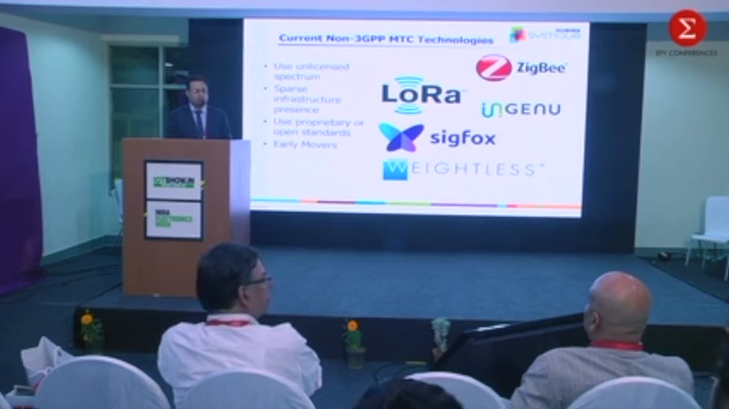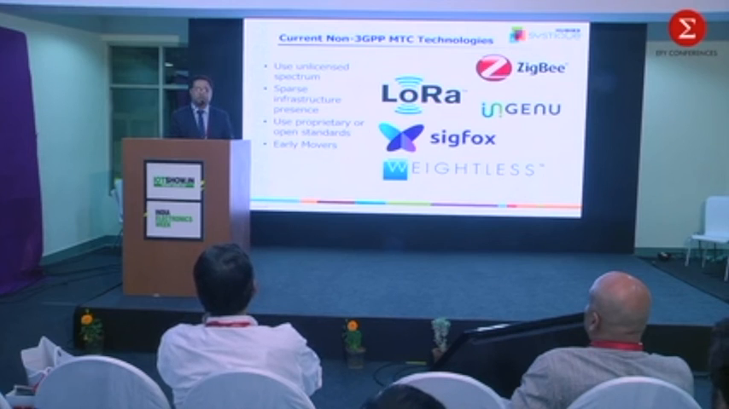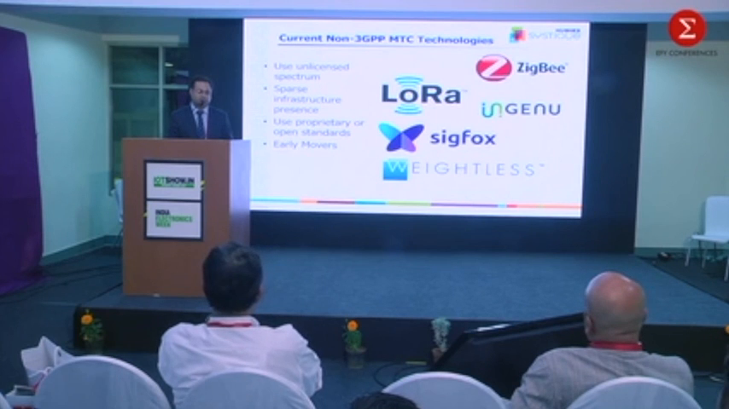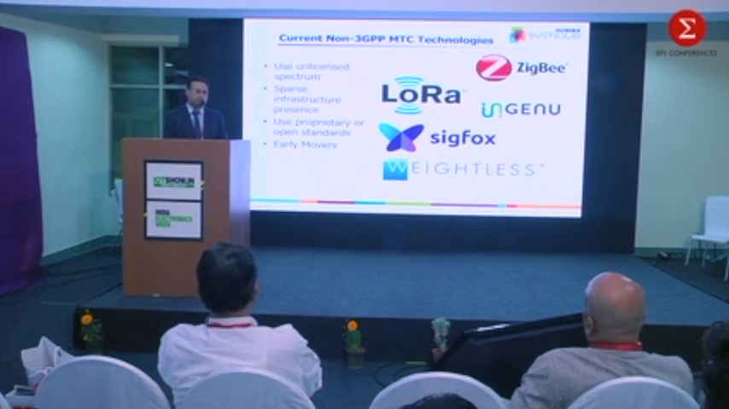So the main characteristic of these technologies is that they use the unlicensed spectrum. So cost-wise, they are cheaper to the user. I mean, infrastructure-wise, right now, their infrastructure is not present throughout the world. It's present at some locations only. They are not 3GPP standardized. They use open or proprietary standards. But yes, they have been around for a while, so they do have some sort of an early mover advantage. So that was about the non-3GPP ones.